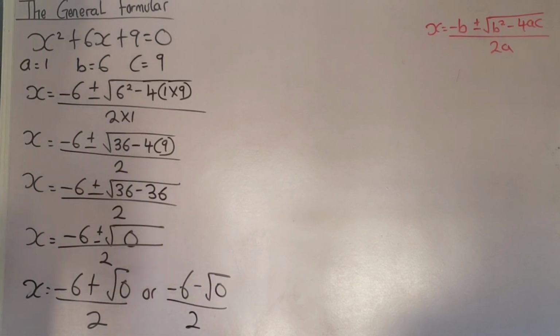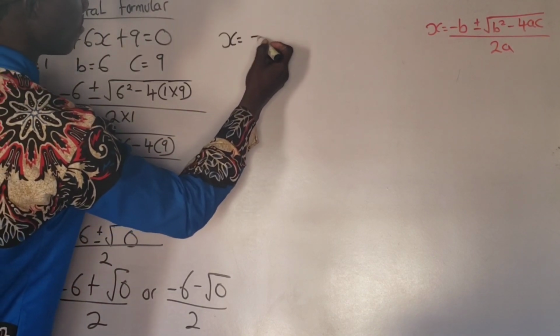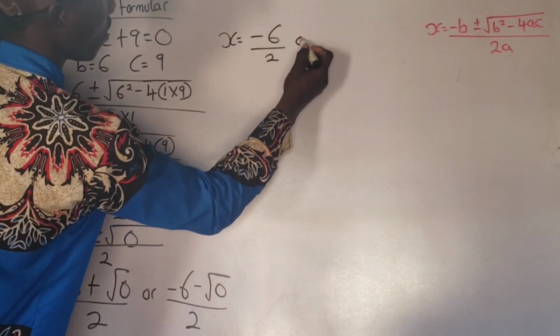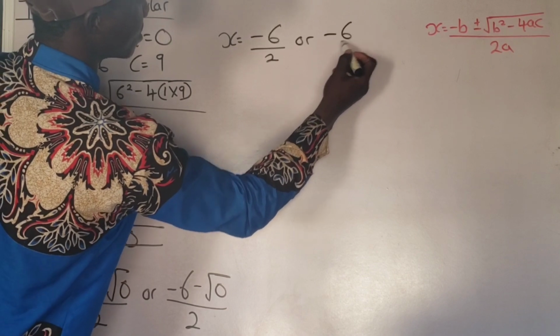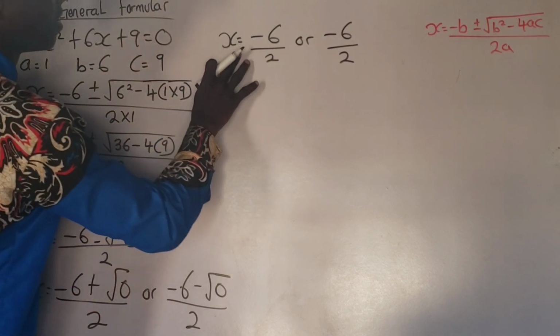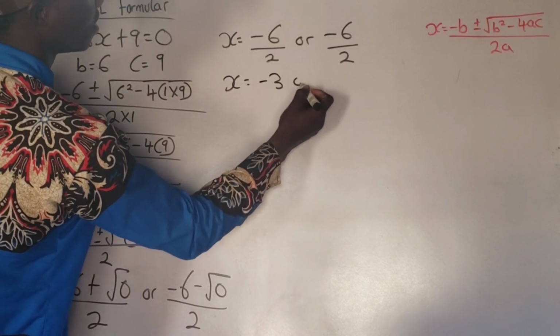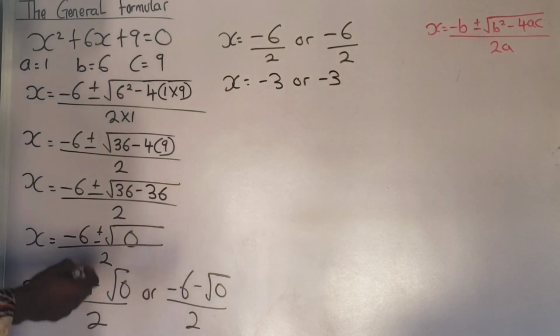So for this, I'm going to have x equals minus 6 all over 2, or minus 6 all over 2. You see, if you take the square root of 0, you're not going to have anything. So I'm going to have x equals negative 6 divided by 2, which is negative 3, or negative 3. That is the value of x.